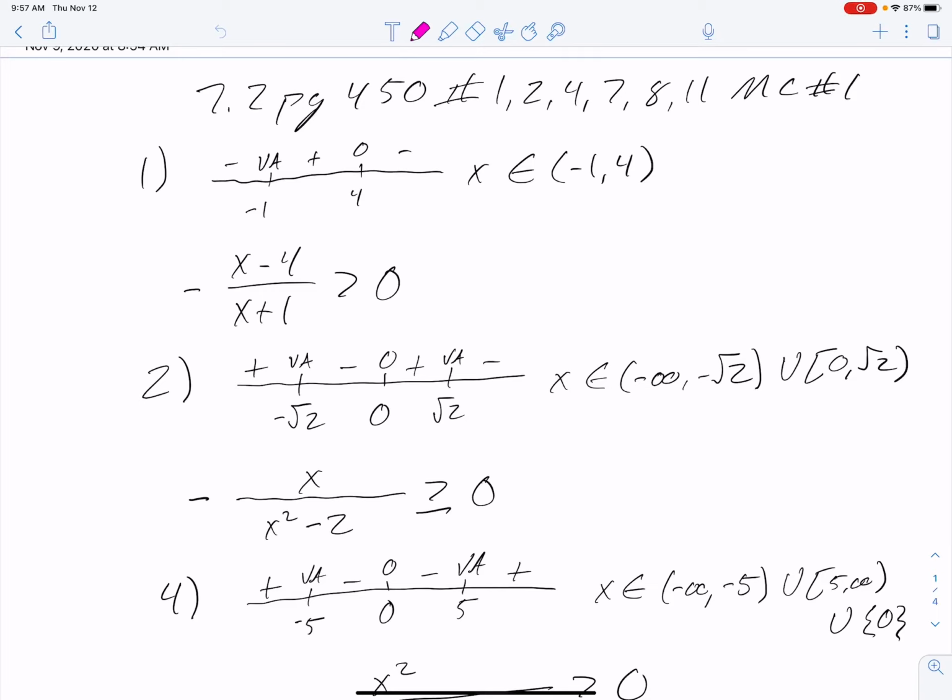All right, so we're going to take a look at the 7.2 homework, solving the inequalities using your sign pattern. Don't forget, vertical asymptotes and points of exclusion do belong on our sign patterns. Signs usually change over a vertical asymptote and rarely, if ever, change over a point of exclusion.